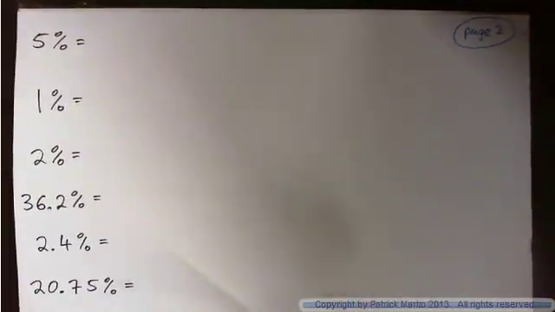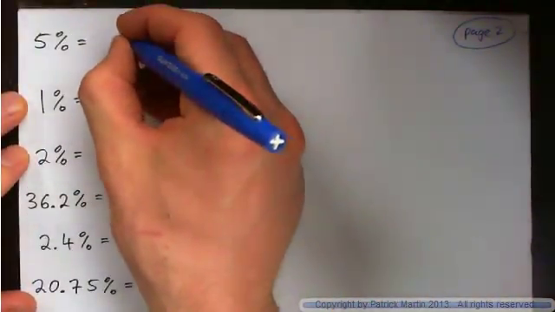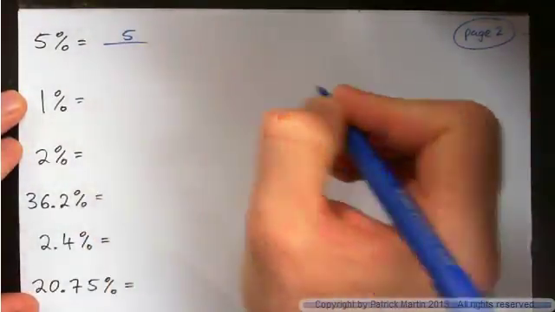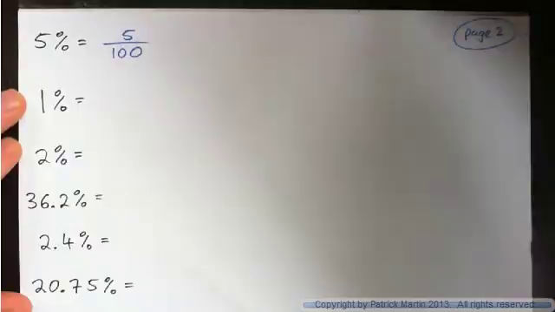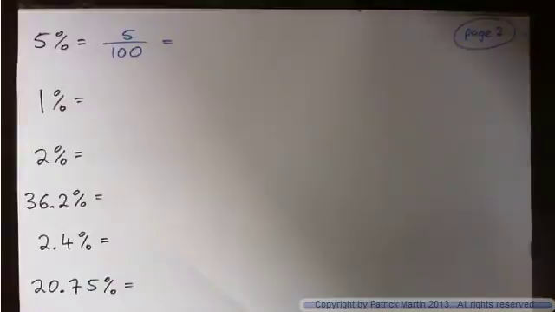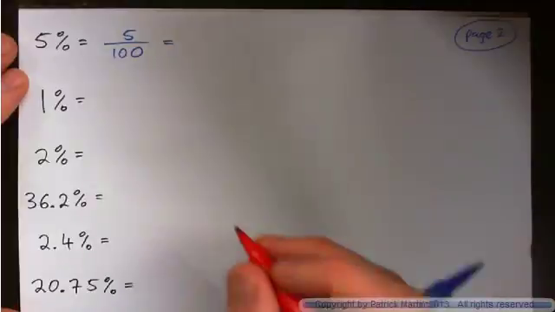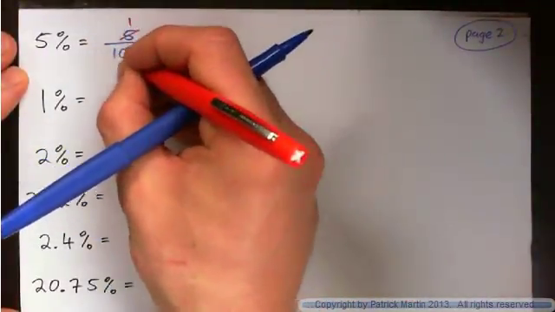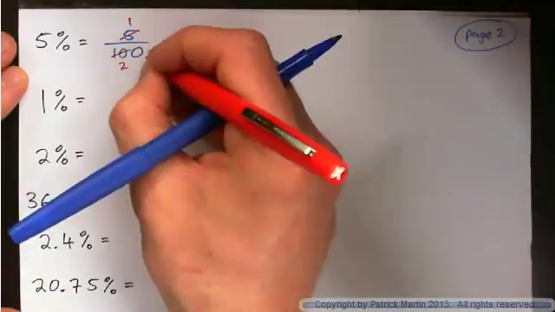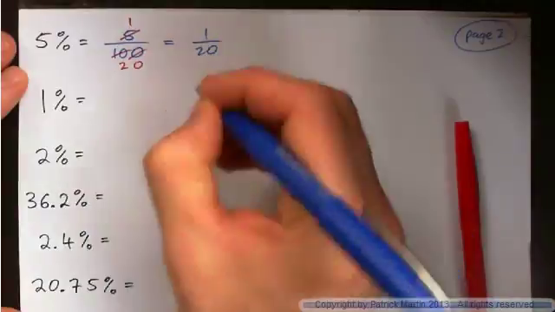Okay, 5%. Write that as a fraction. 5%, which means 5 per 100. 5 over 100. Put that in lowest terms. Let's see. 5 into 5 goes once. 5 into 100 goes 20 times. 1 over 20. Right?